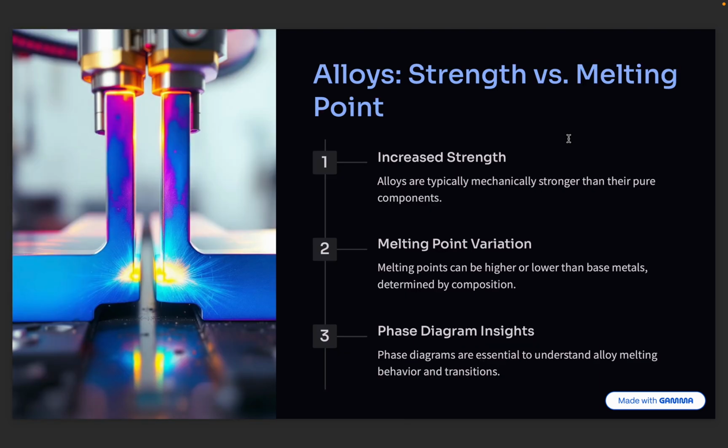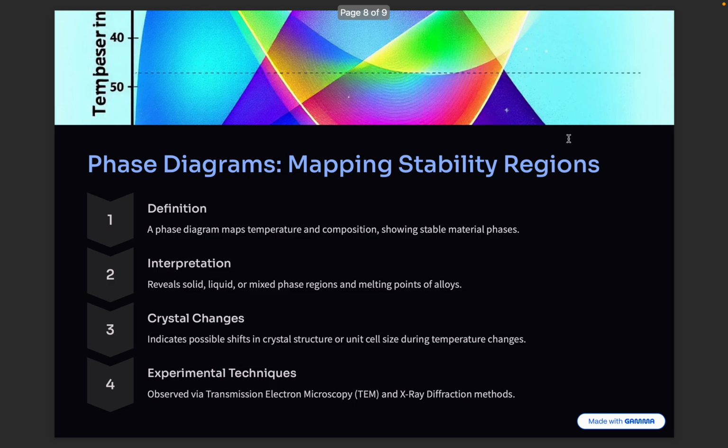So let's talk about strength and melting point. Alloys have increased strength, and alloys are typically mechanically stronger than their pure components. As for melting point variation, melting points can be higher or lower than base metals, determined by composition. We can understand the melting point behavior and transition by the phase diagram. So what is a phase diagram? A phase diagram maps temperature and composition, showing stable material phases.